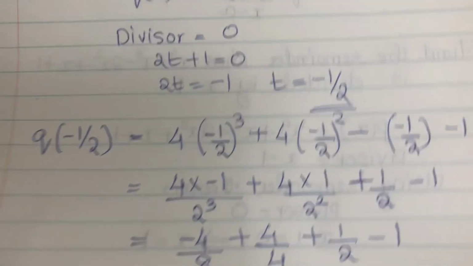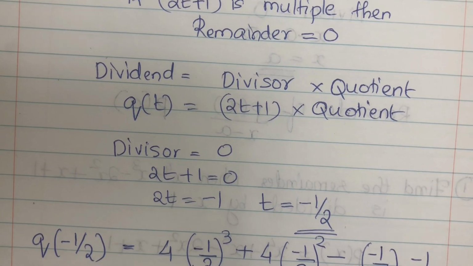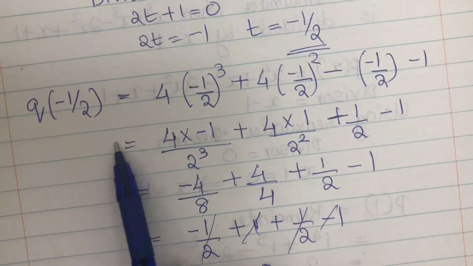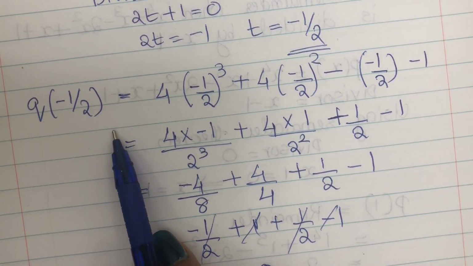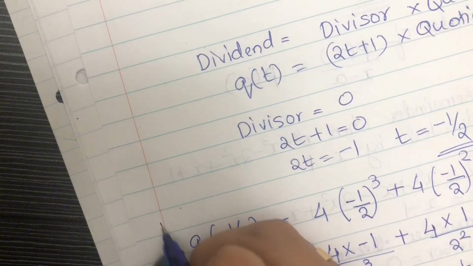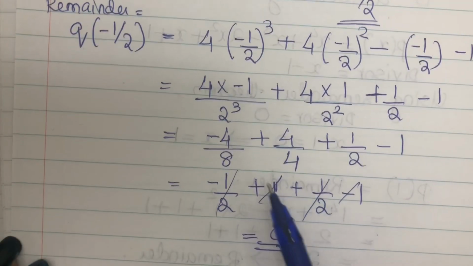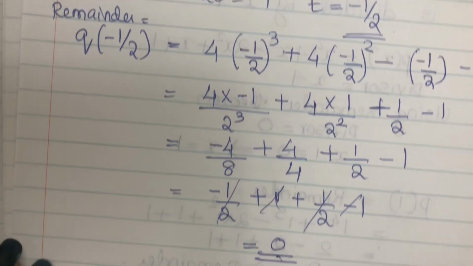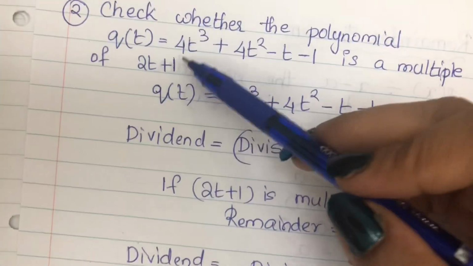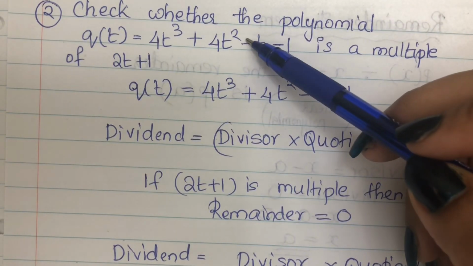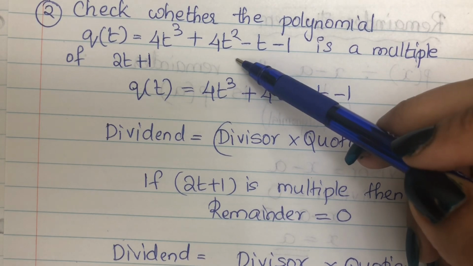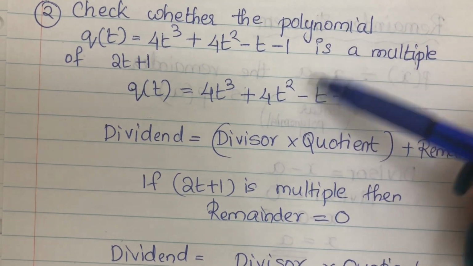So therefore our remainder, we got it. What is q of minus 1 by 2? That is the remainder, right? So remainder is equal to q of minus 1 by 2, and we got it as 0. So definitely 2t plus 1 is a factor of 4t cube plus 4t square minus t minus 1.